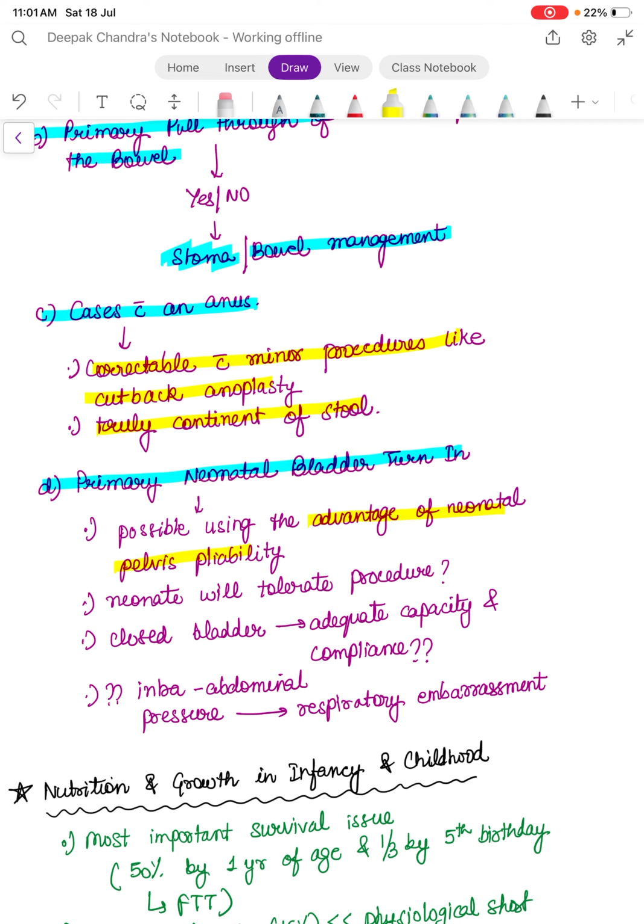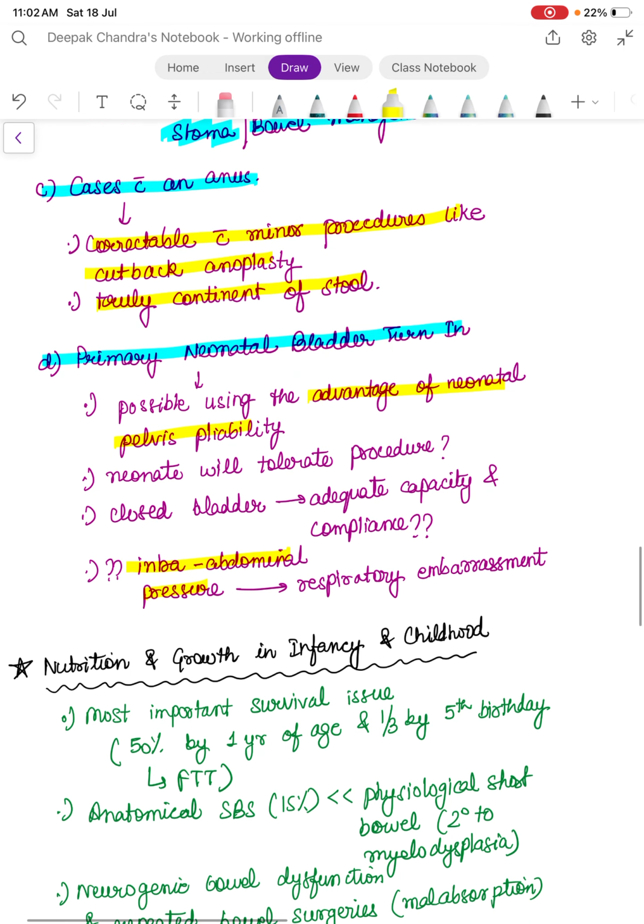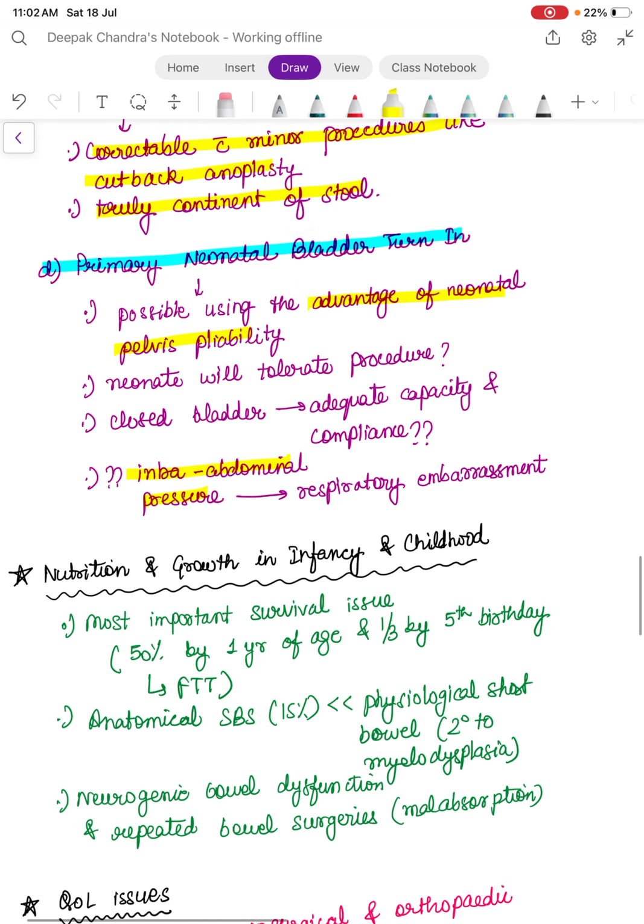Or the other way around, one can ask if there will be a closed bladder, whether adequate capacity and compliance will be preserved or not, or it will just simply increase the intra-abdominal pressure, which sometimes, because of the increase in severity of the intra-abdominal pressure, can lead to respiratory embarrassment. So one has to be aware of this also.